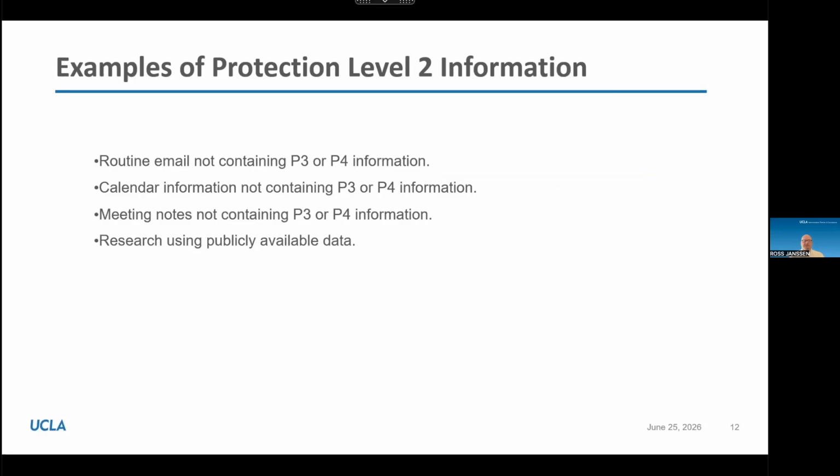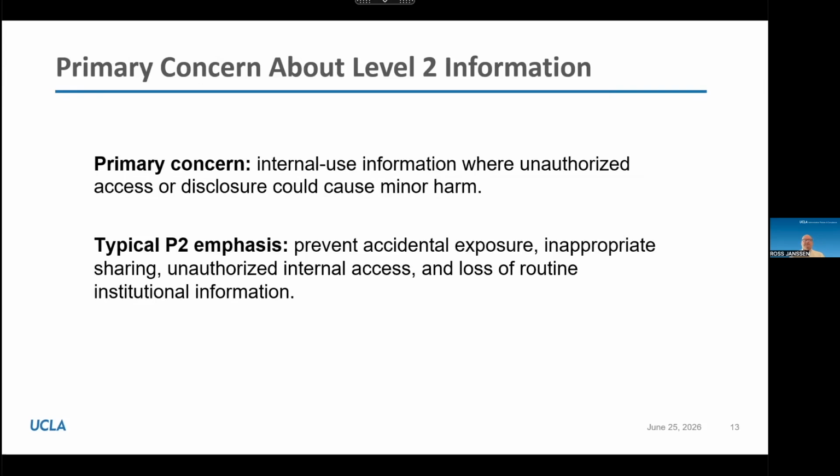Examples of protection level 2 information include routine emails that do not contain level P3 or level P4 information. It could be calendar information not containing P3 or P4 information, or meeting notes not containing P3 or P4 information, or it could be research using publicly available data. The primary concerns around this kind of information are to prevent accidental exposure, inappropriate sharing, unauthorized internal access, and loss of routine institutional information.